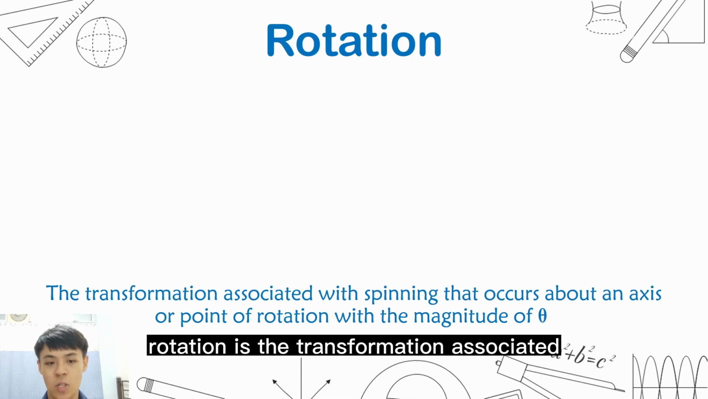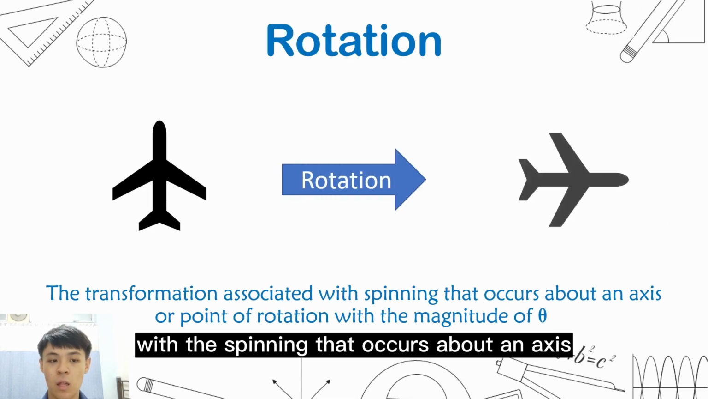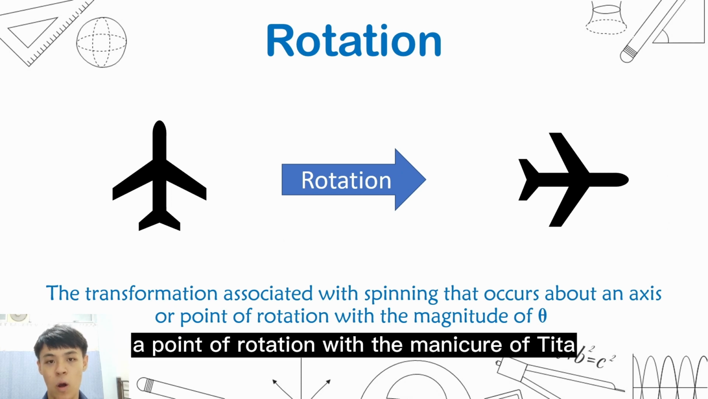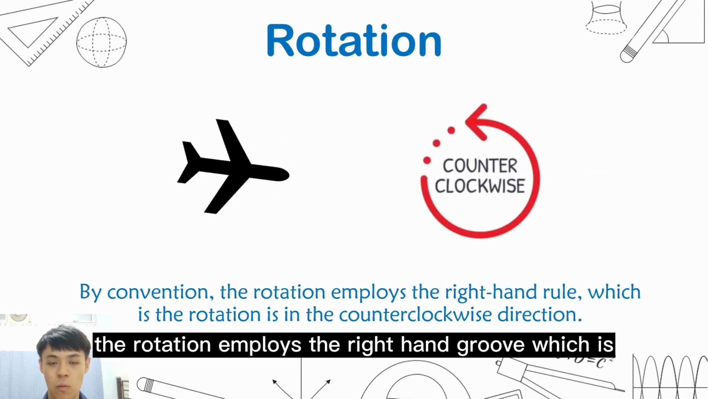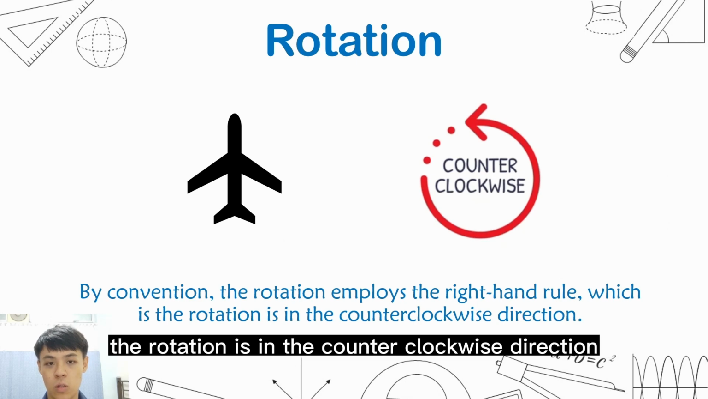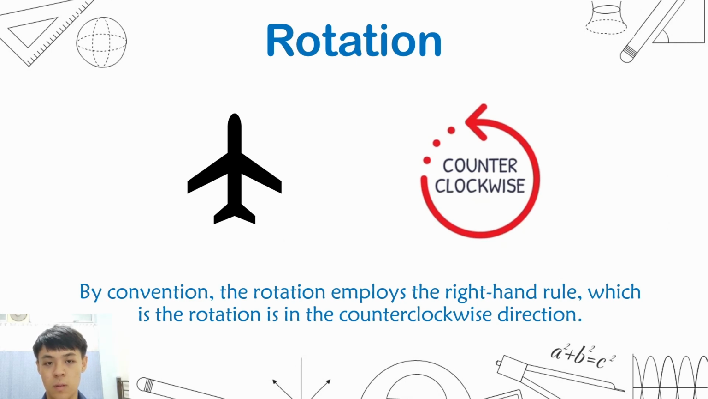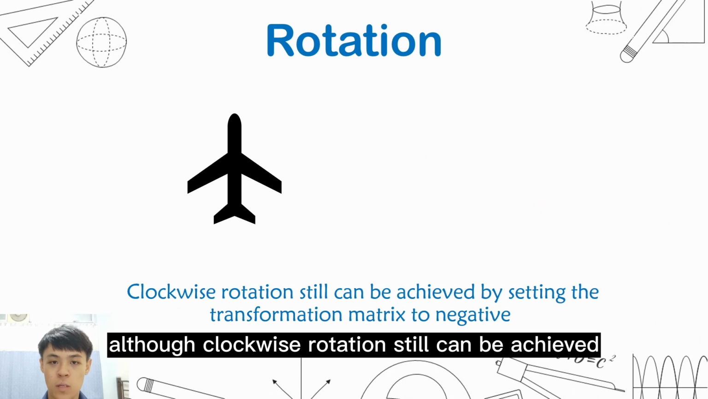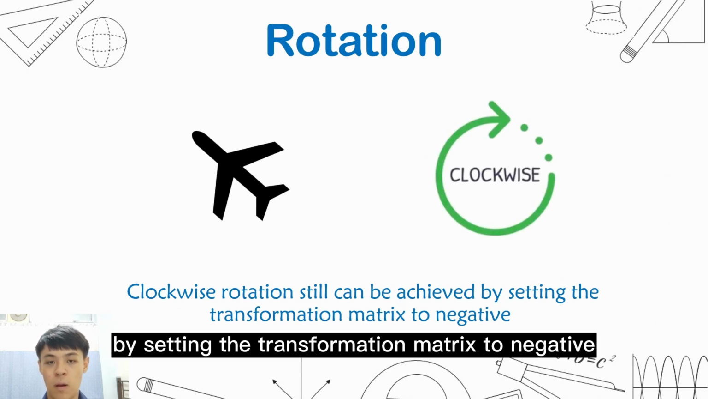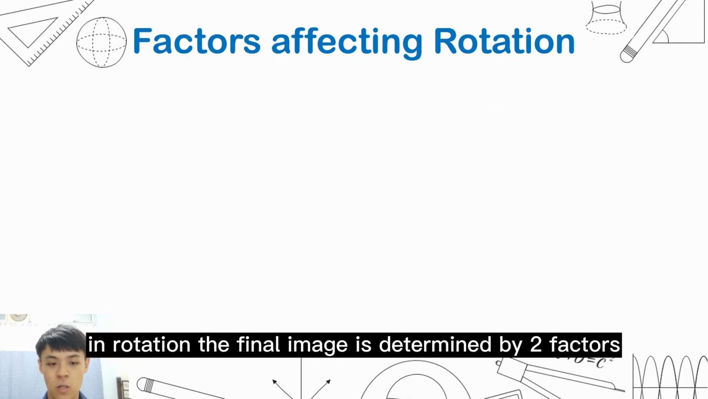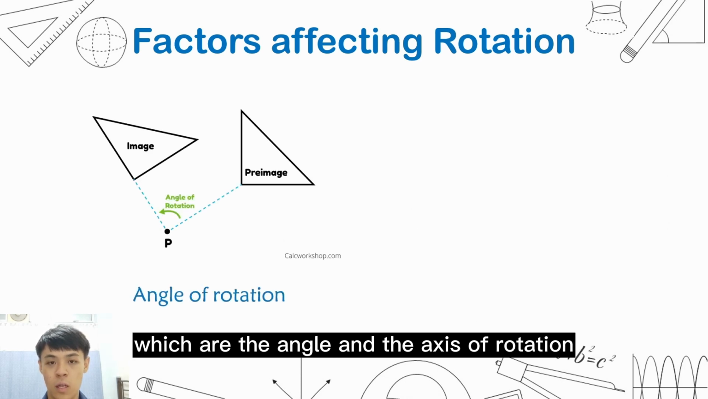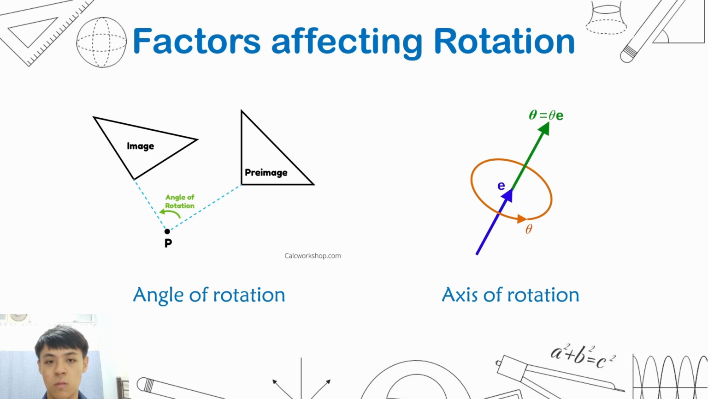Rotation is the transformation associated with the spinning that occurs about an axis or point of rotation with the magnitude of theta. By convention, the rotation employs the right-hand rule, which means the rotation is in the counterclockwise direction. Although clockwise rotation still can be achieved by setting the angle to negative. In rotation, the final image is determined by two factors, which are the angle and the axis of rotation.